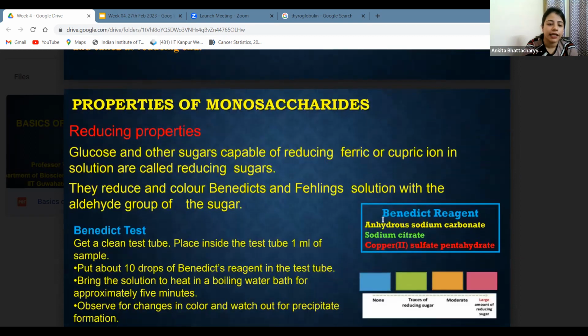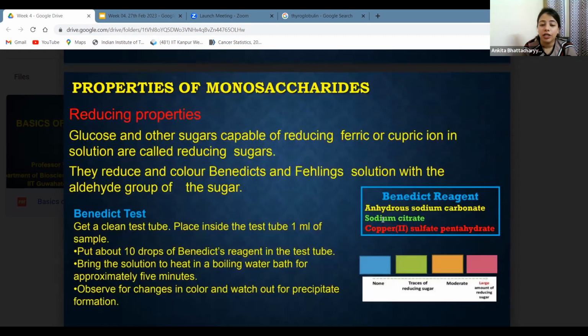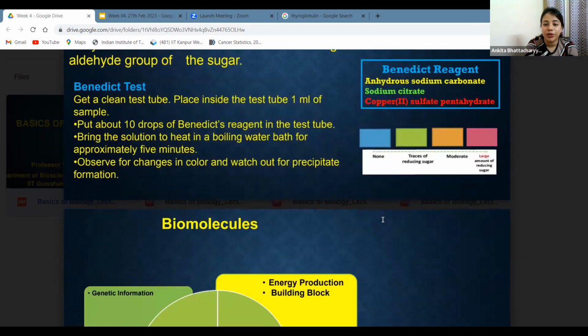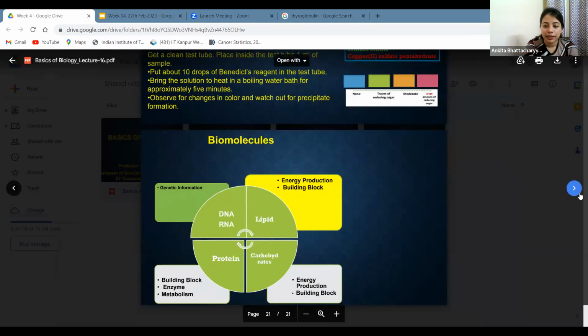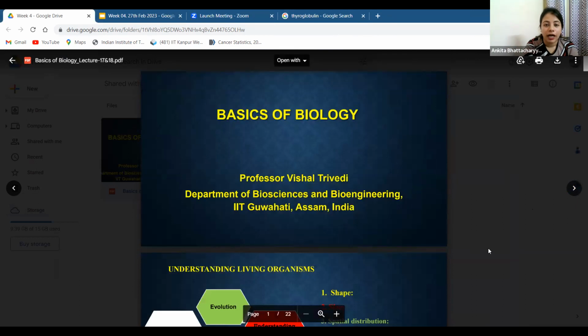Sorry, it's the same slide. Then how do you actually know that they are reducing sugars? As has been explained by Sir, you use Benedict's test or Fehling's test and you'll be able to see that they are reducing sugars, right? So that completes lecture 2.